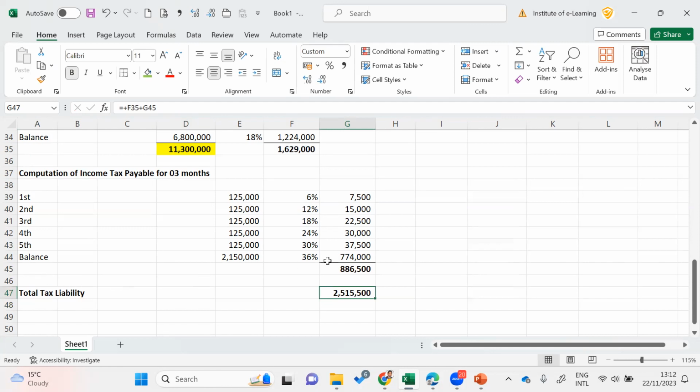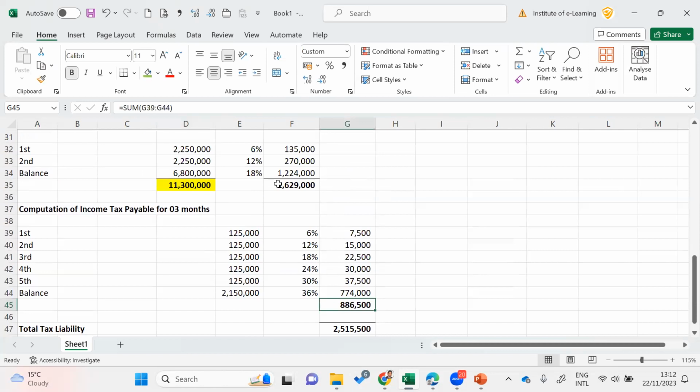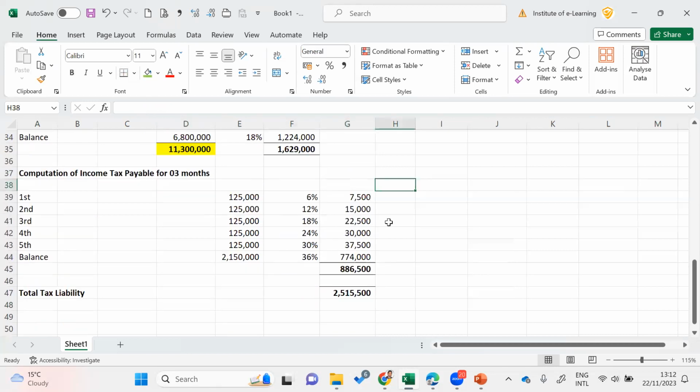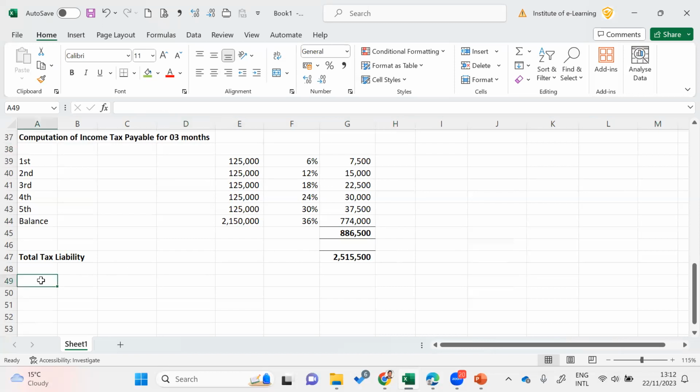2,515,500 would be the total tax liability, right? Then what you can do is deduct the tax credits from the tax liability.